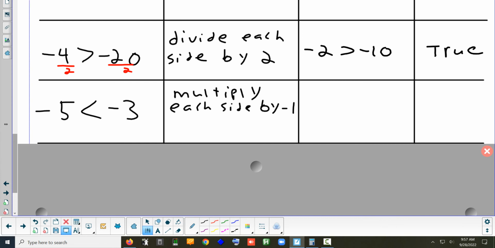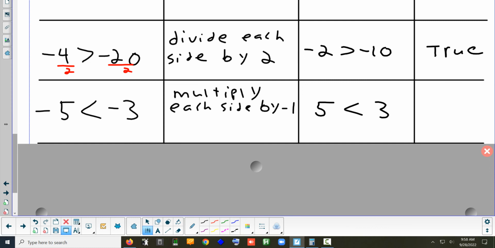Sophia, if I multiply this side by -1, what do I get? What do I get if I multiply the left side by -1? Yeah, you get 5. How about if you multiply the right side by -1? 3. So when we multiply both sides by -1, now we have 5 is less than 3.